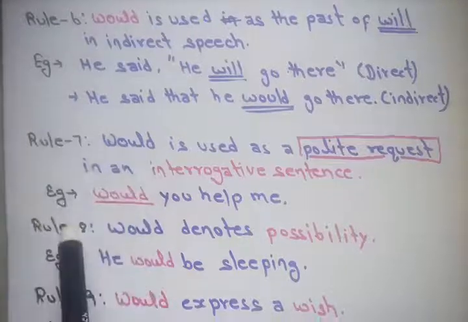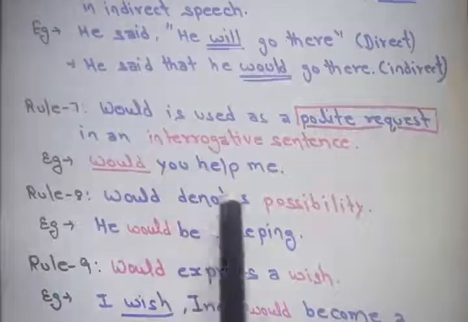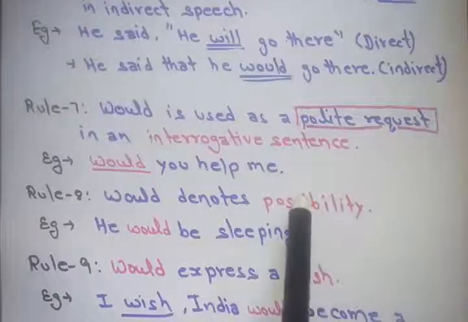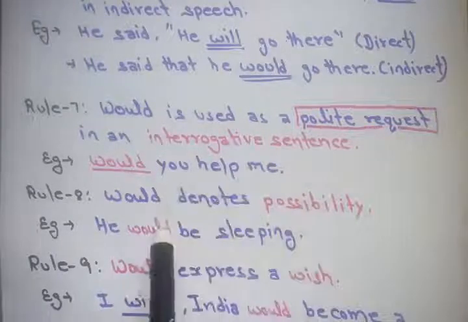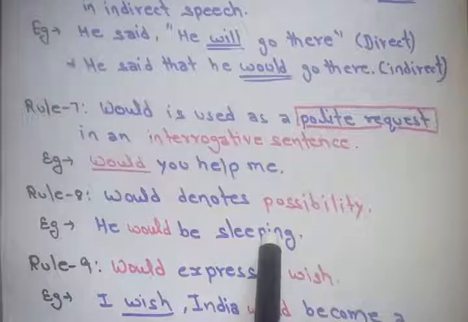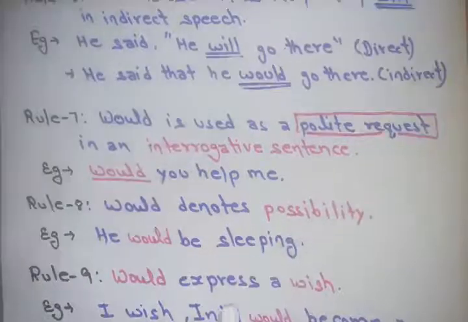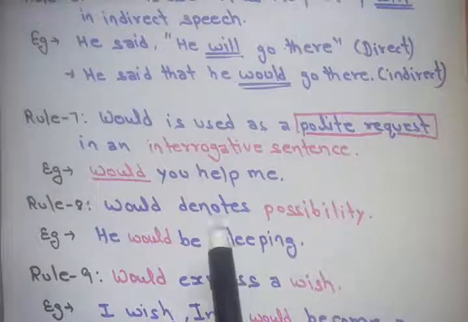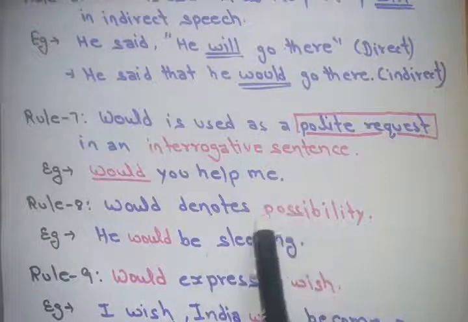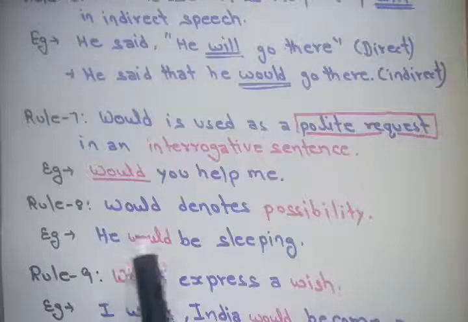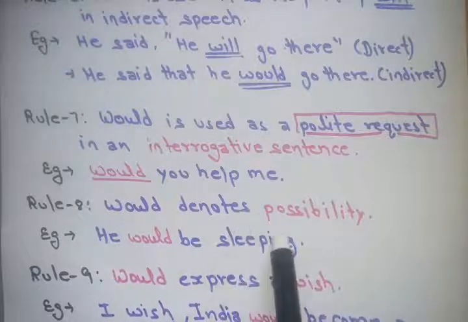And rule number 8 is that "would" denotes possibility. It also shows the possibility: he would be sleeping. I don't know surely that he is sleeping, but it shows the possibility: he would be sleeping.